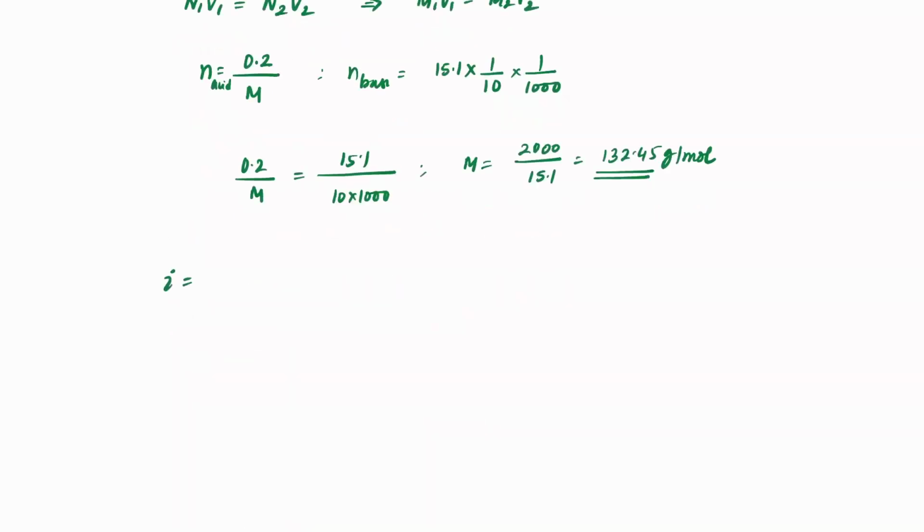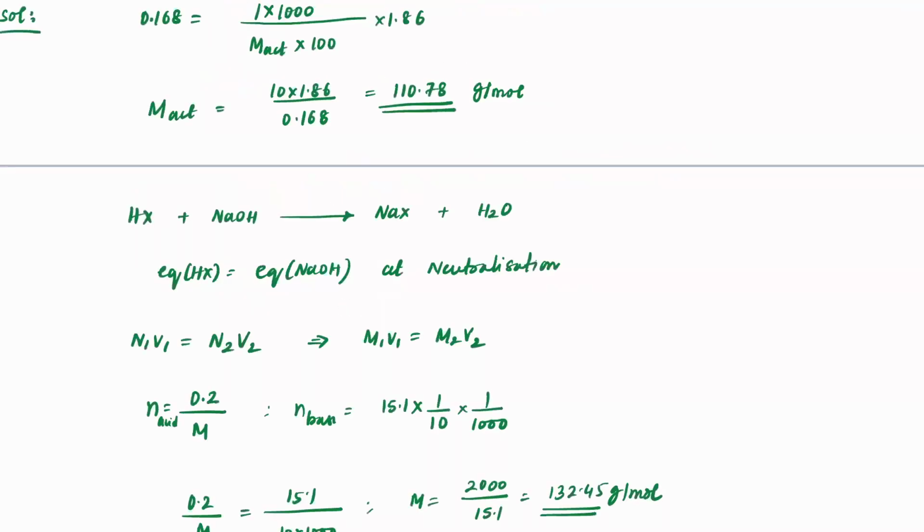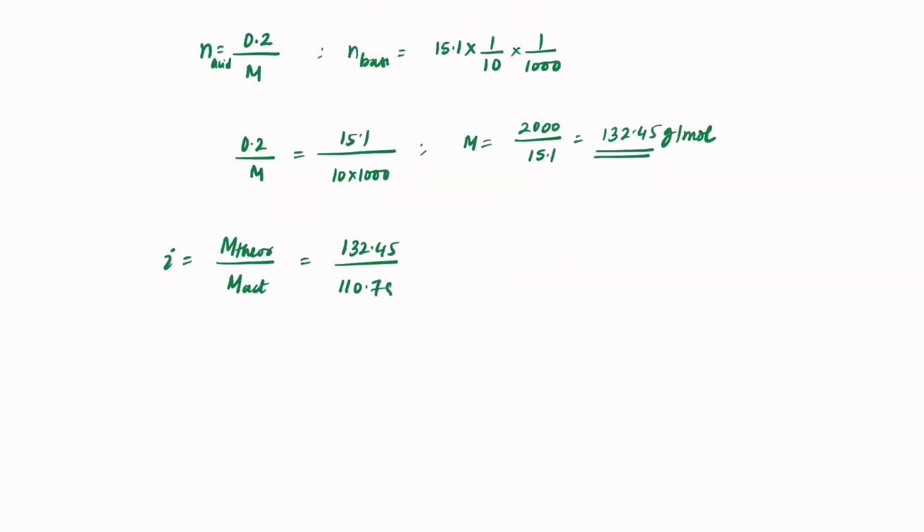So M theoretical upon M actual, if you do that, you will get 132.45 upon 110.78. So from here we can get the Van 't Hoff factor. And because it is a monobasic acid, we can say an acid HX can dissociate as H plus and X minus.